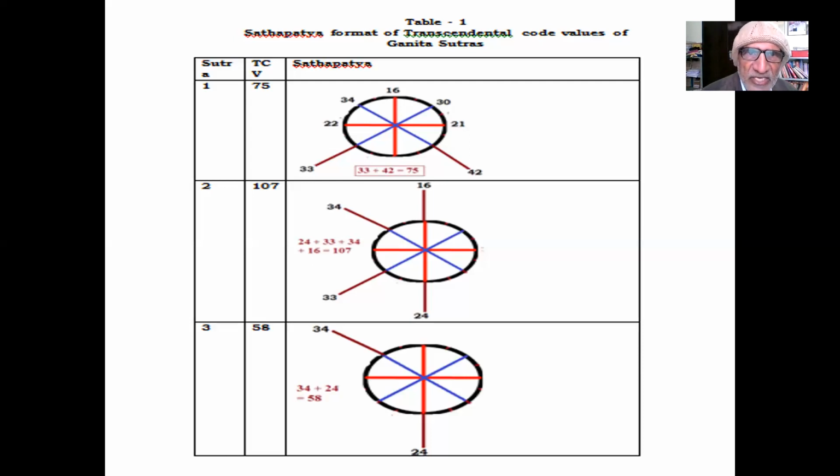Let us sit comfortably. Let us concentrate upon the two subdirectional flow from orb of the sun along northeast and west-south directions as Ishan cone of value 33 and as Nairitya cone of value 42, together making a value 75 as the transcendental code value of Ganita Sutra 1. Then at next step, this dynamic phenomenon will take towards one of the hemispheres.